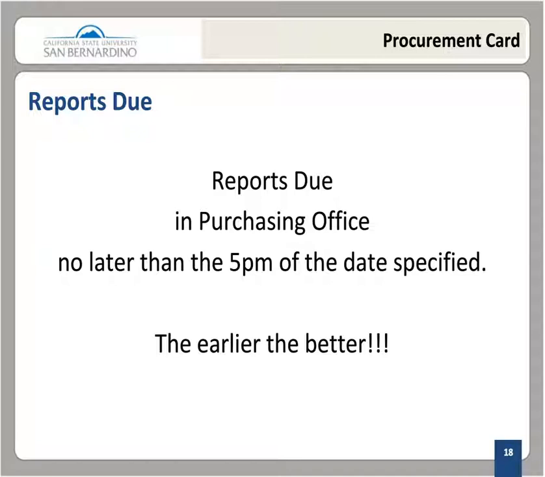Do not submit your monthly report with receipts missing. A lost receipt memo must be submitted in lieu of any missing receipt. Make a copy of everything you submit for your records. Submit reports to Purchasing Office SH-125 no later than the specified due date, the sooner the better.